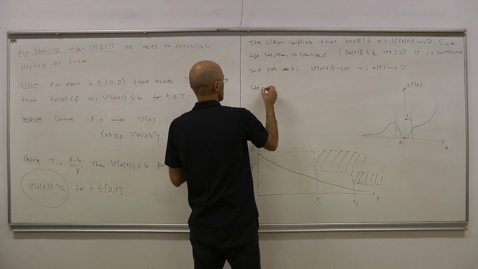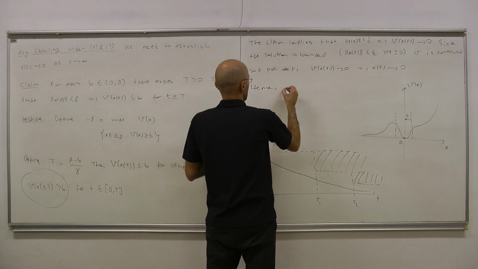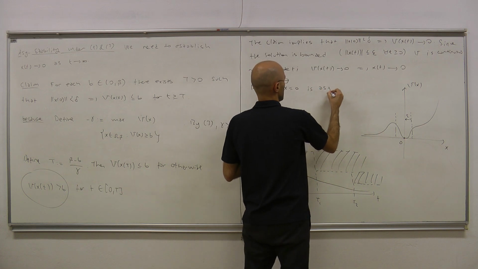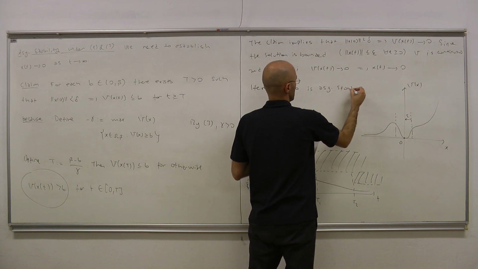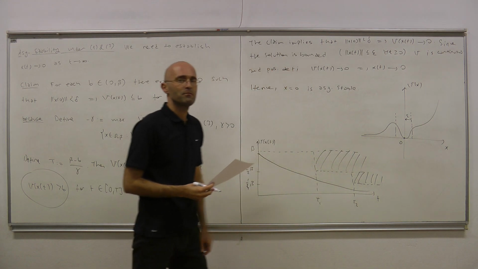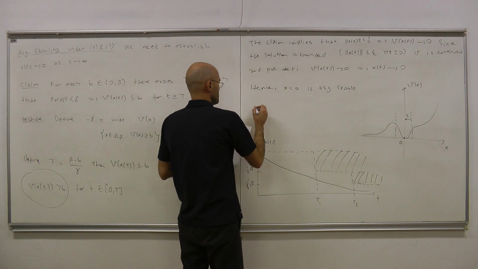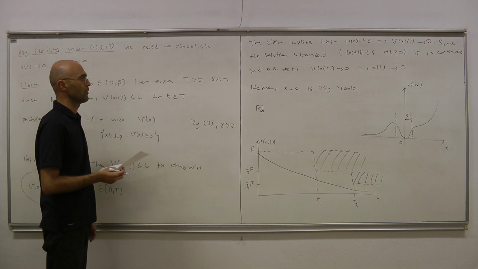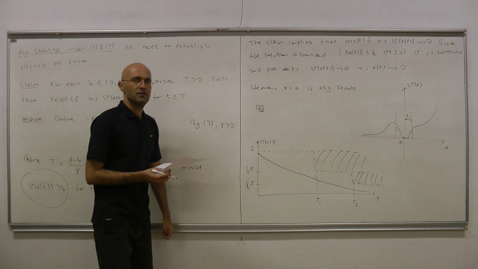Hence, x equals 0 is asymptotically stable, and that marks the end of arguably the most important theorem in stability theory.